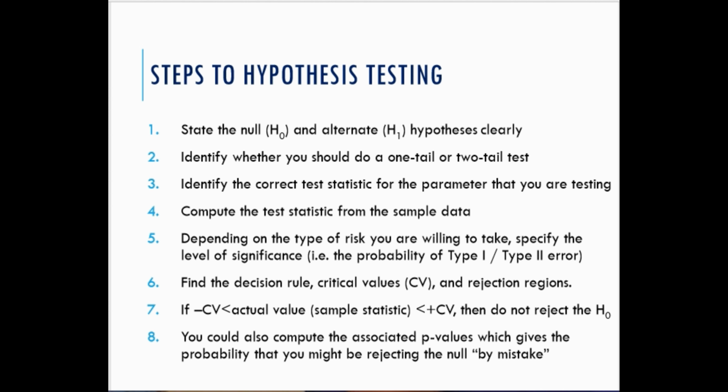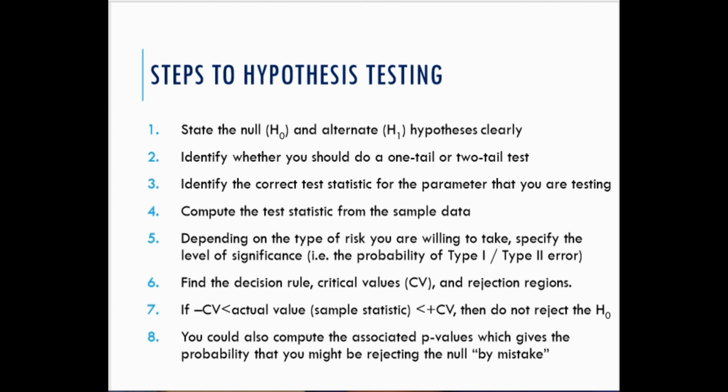Then we compute the test statistic from the sample data, and then depending on the level of significance, which indicates what level of type 1 or type 2 error you are willing to accept. When you test your hypothesis, you will be committing some kind of error. It is not that when you test the hypothesis from a sample, you will absolutely give the correct result. There will be some type 1 or type 2 error. What is the level of error that you are willing to accept? Finally, you will find the decision rule or the critical values and the rejection regions. All of these words are new to you now, but we will come to it.